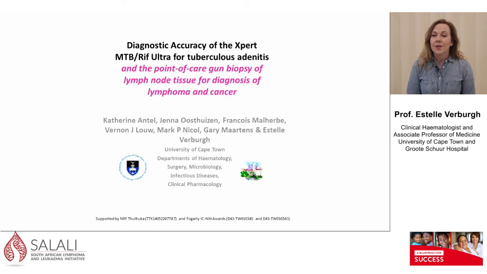So the research work that we did is on this pathway, and the pathway neatly falls into 2 halves. We're addressing 2 huge problems. How can we be more diagnostically accurate when trying to rule in tuberculous adenitis or rule it out? Let's use the Xpert Ultra. And the other half of the problem is, how do we get to a proper diagnosis of lymphoma and other types of cancer? We must sample the tissue using a point-of-care biopsy gun.